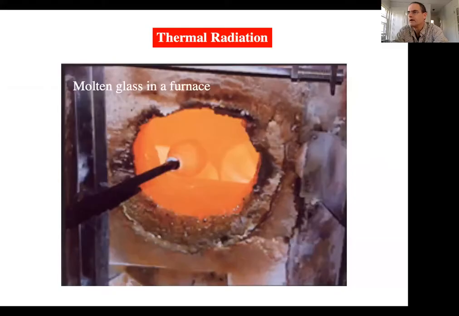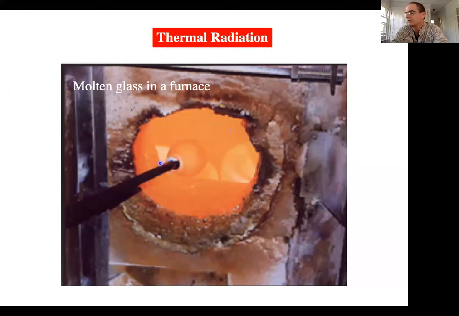I'm going to show you some images now. Okay, here's an image of molten glass in a furnace. This is an example of thermal radiation. See how it's orange hot? Something really interesting about this.